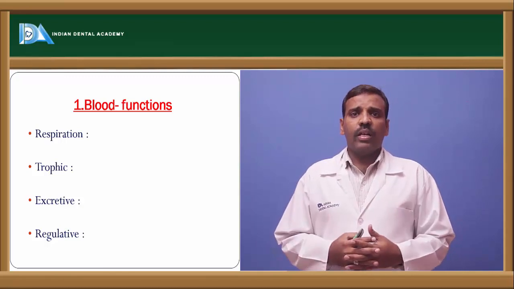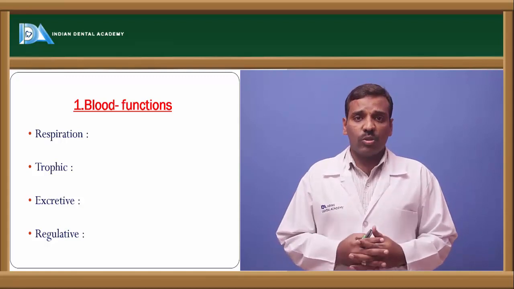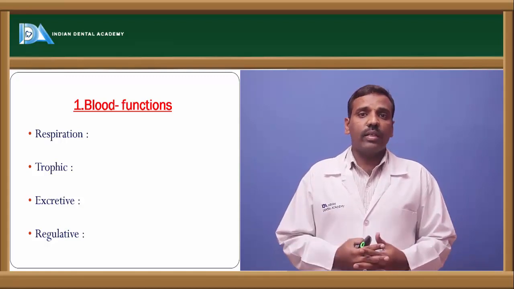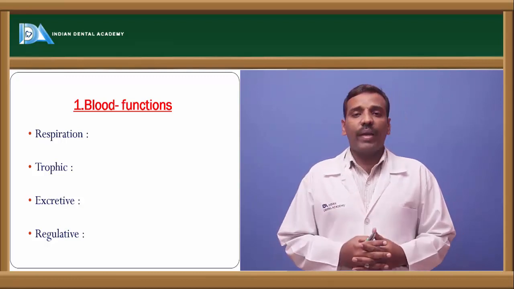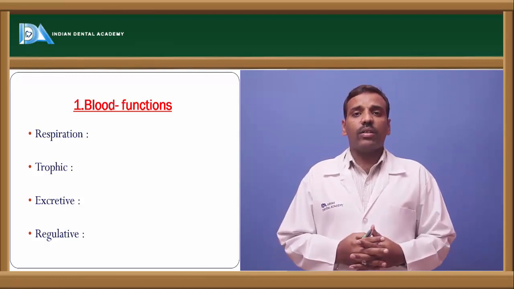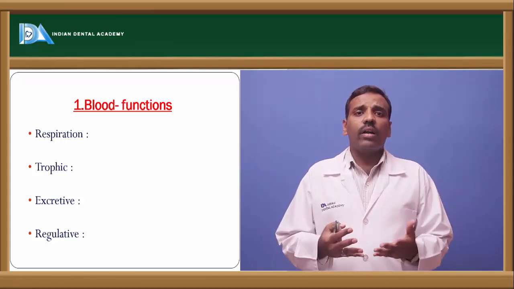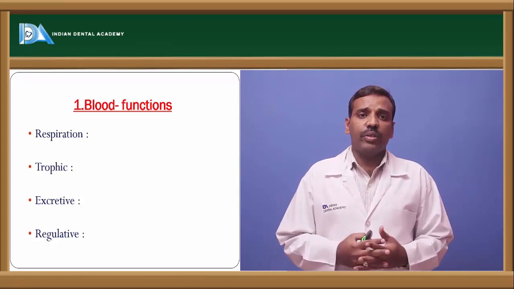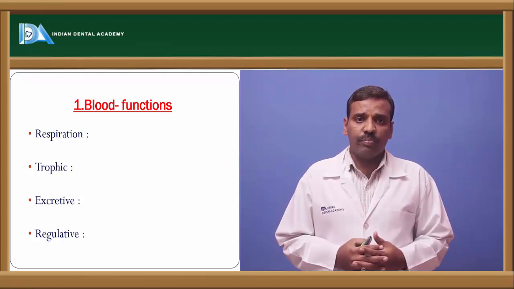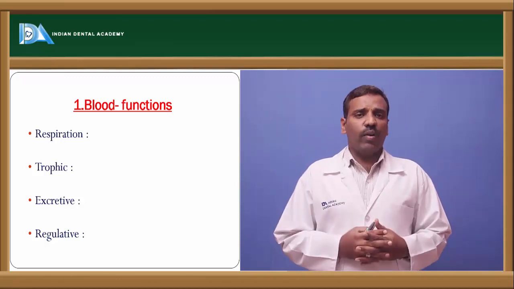Respiration. In respiration, there is gas transportation like oxygen and carbon dioxide. And next one is trophic action. The trophic action is nothing but the nutritive substances which are transported by the blood after digestion and during the absorption.